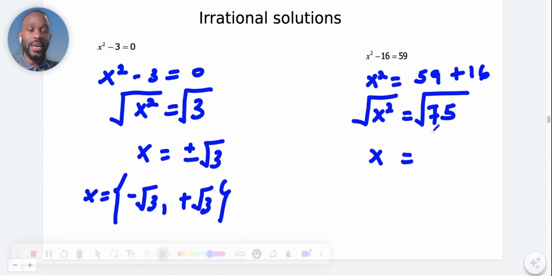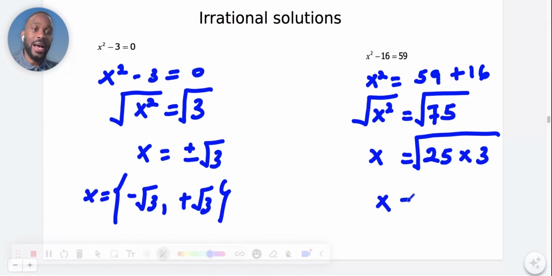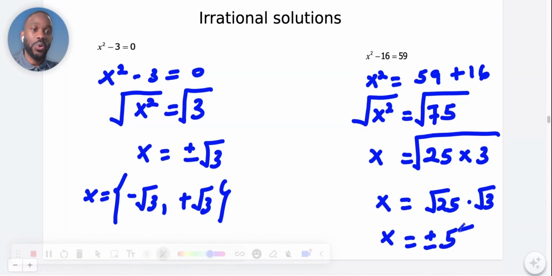But this 75 can be broken down into two numbers. Think about two numbers you can multiply to get 75, and one has to be a perfect square, preferably the largest perfect square. So I'm breaking down 75 into 25 times 3. So this is the same as getting the square root of 25 times the square root of 3. The square root of 25 is 5. So this will be plus or minus 5 root 3.